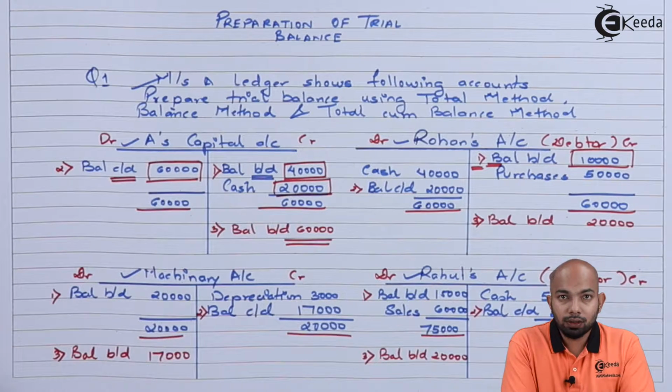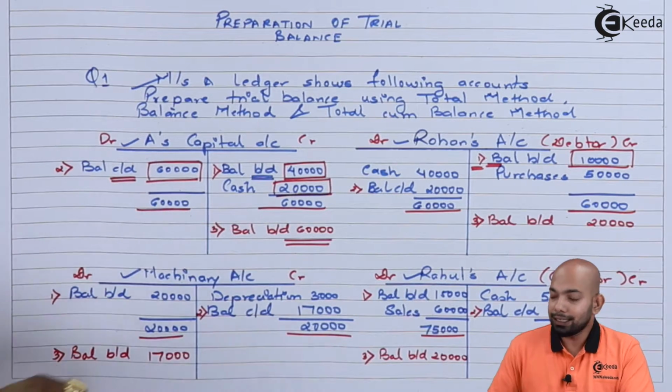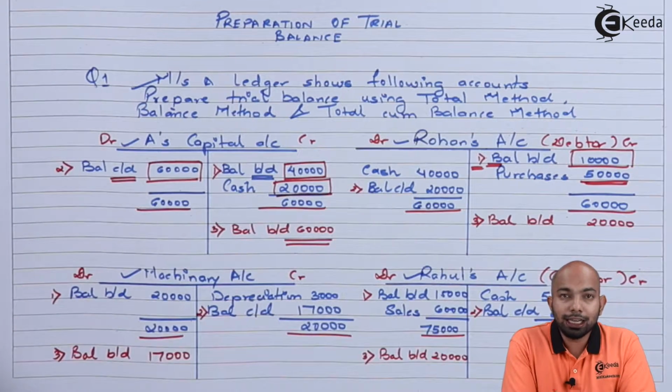Rupees 10,000. Again, this specific account has certain transactions. Let's go through it. Purchases rupees 50,000. As you can see, it is rightly mentioned here, 50,000 purchases. That means this account has been credited with 50,000 purchases, which has been mentioned here.